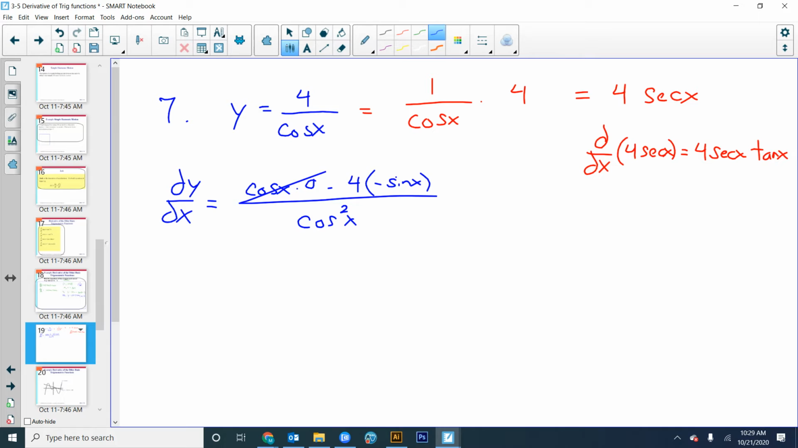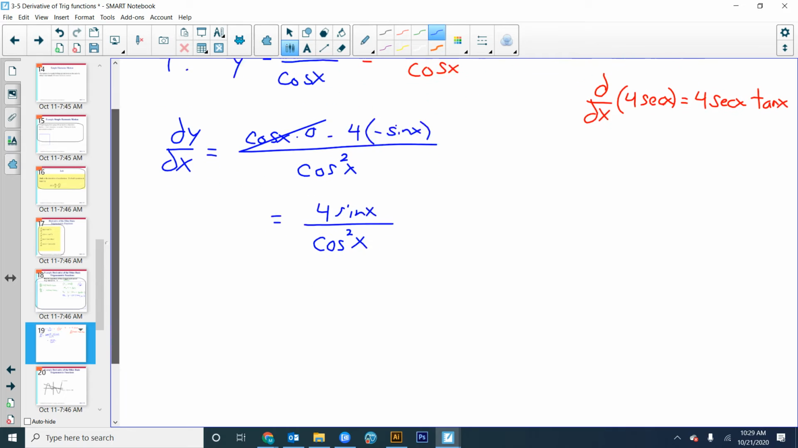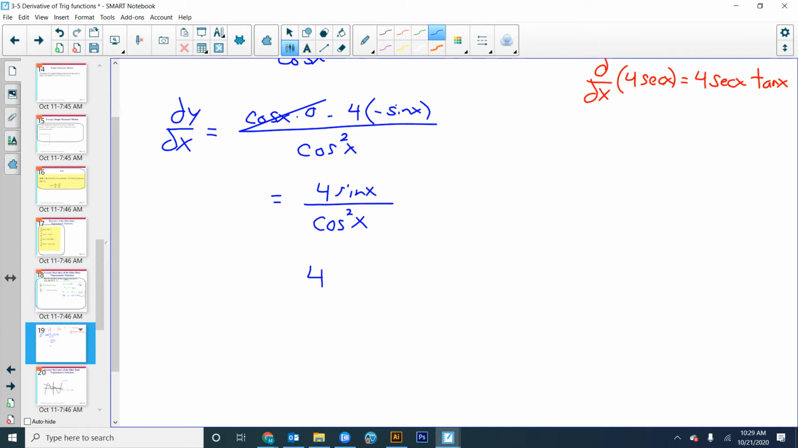All right, first term goes away. We get positive 4 sine of x over cosine squared x. How many of you got that and stopped there? Okay, how many of you kept going? All right, so if you kept going, you have, ready, 4 sine of x. The denominator is technically cosine of x times cosine of x.